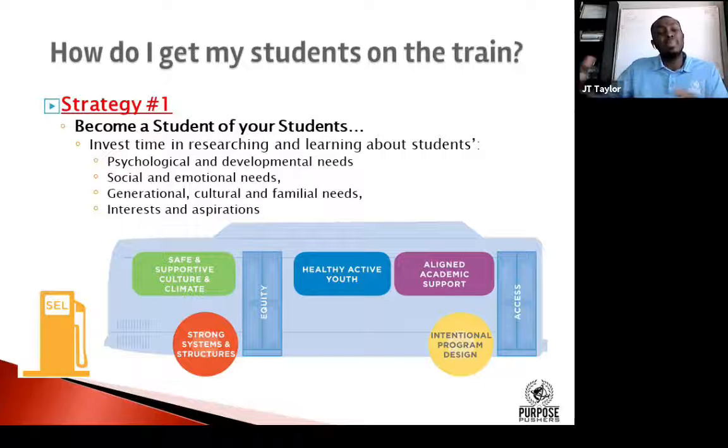This is the SEL pedagogical approach that is rooted in relational teaching. You can't get to know this information until you build rapport. Students will never unzip the invisible baggage that they're carrying and reveal it to you until they trust you. So how do you develop trusting relationships? Number one, become a student of your students.